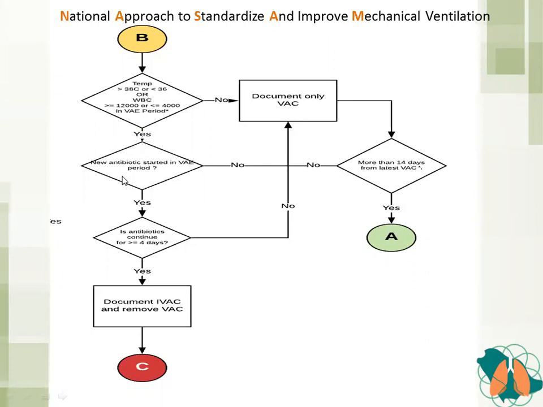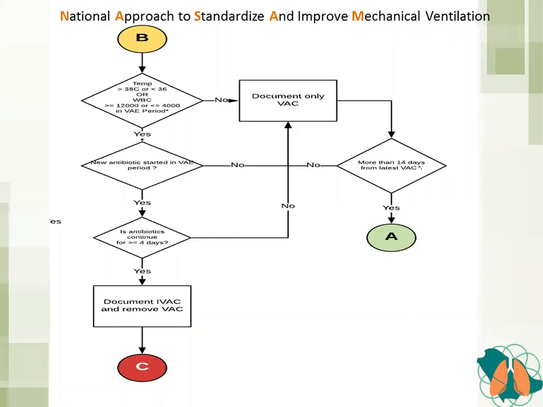If you have a new antibiotic in the VAE period, you will have to be sure that these antibiotics were continued for 4 days. If yes, you will document IVAC and you remove the VAC. So at the end result, in the small box in the form, you make the VAC 0. You put IVAC 1.